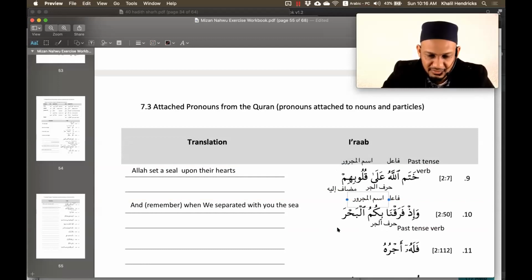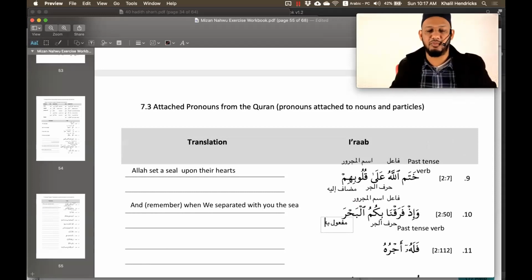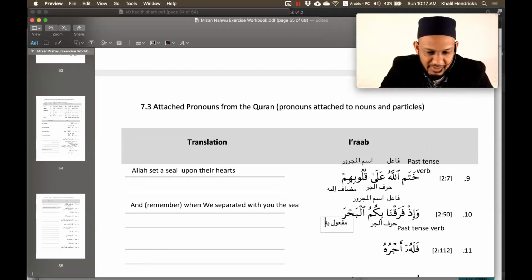And what is al-bahra? Maf'ulun bi. Good, perfect. So bahra is going to be maf'ulun bi, because what did we split? We split al-bahra, we split the sea. Good. وَإِذْ فَرَقْنَا بِكُمُ الْبَحْرَ. So Wasima, well done, mashallah. We split, bikum, via you, al-bahra, the sea.